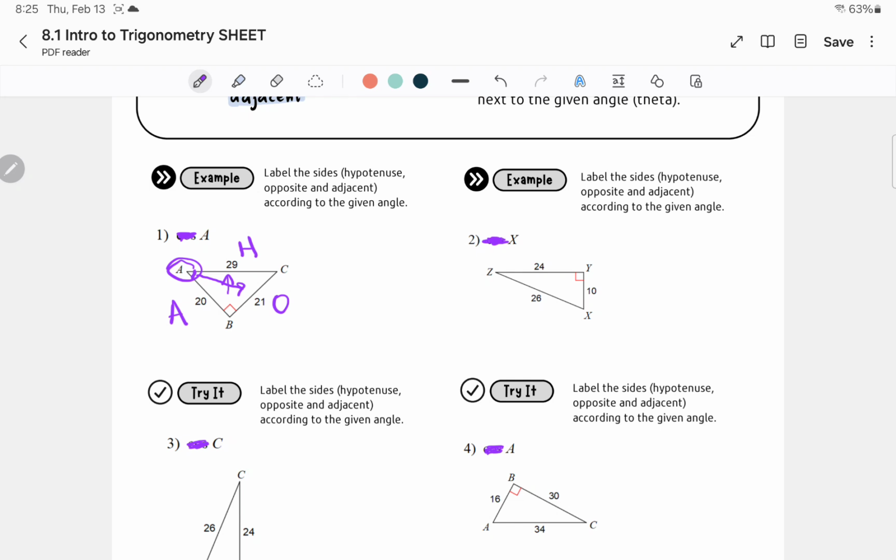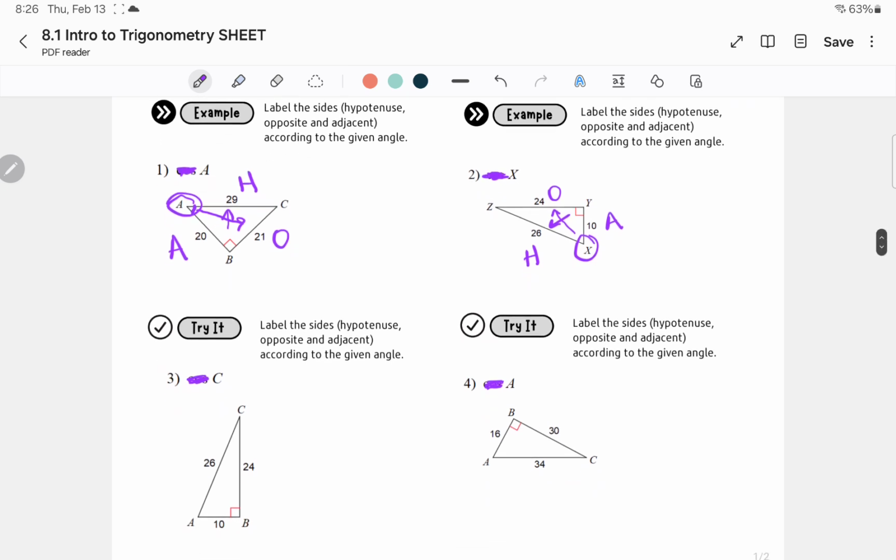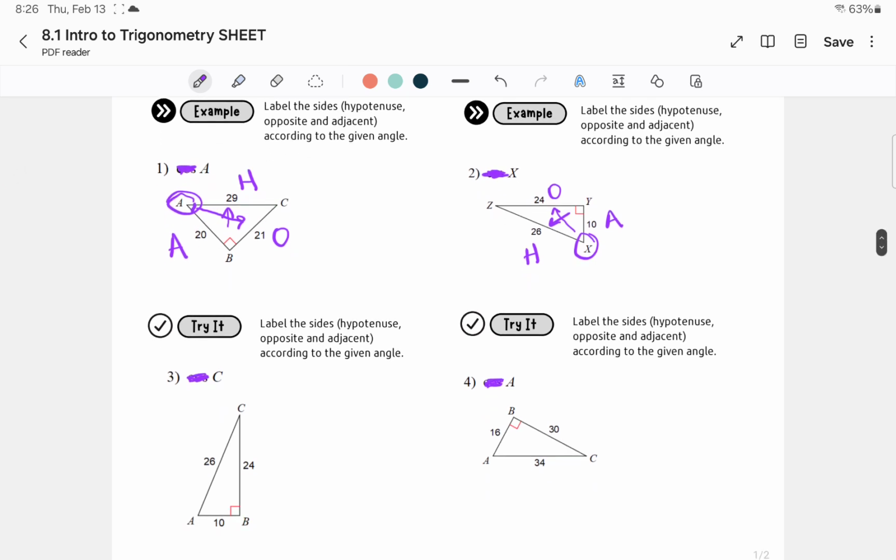All right, I'm going to do one more example, then you're going to pause the video and try 3 and 4. So it says X, so we're going to circle X. So let's start with the hypotenuse. So across from the right angle is the hypotenuse. Across from the given angle is the opposite side. And then next to it is the adjacent side. All right, so go ahead and pause the video and complete number 3 and 4.